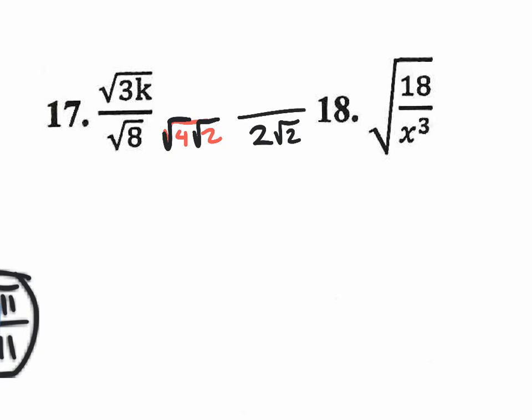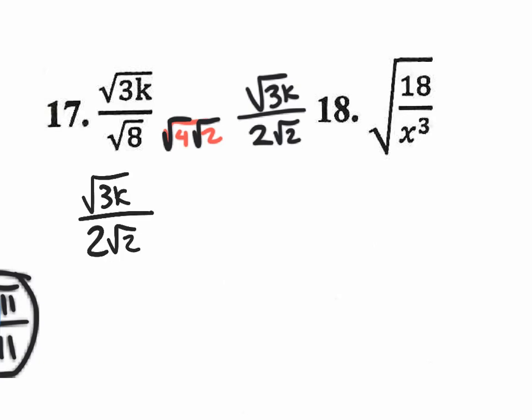On the top, we still have the square root of 3k. So this is our answer so far, but again, you cannot leave square roots in the denominator. So let's rewrite it. And let's also multiply both top and bottom by that exact square root value. So on the bottom, you're going to end up with this 2 times, what is the square root of 2 times square root of 2? That's just another 2. No more square root.